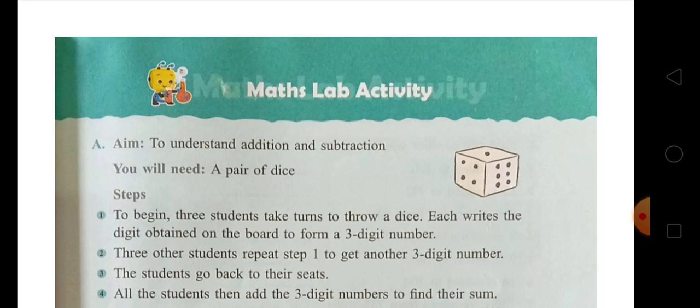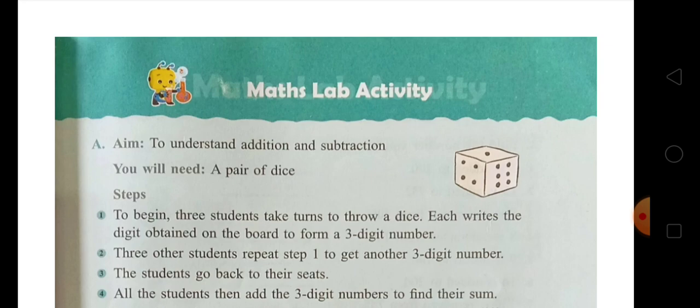First, the aim. What is the aim of this activity? To understand addition and subtraction of bigger numbers. You will need, what do you need? A pair of dice. Do you know dice? In Ludo, dice is used for playing, for throwing. To understand addition and subtraction, you need a pair of dice.